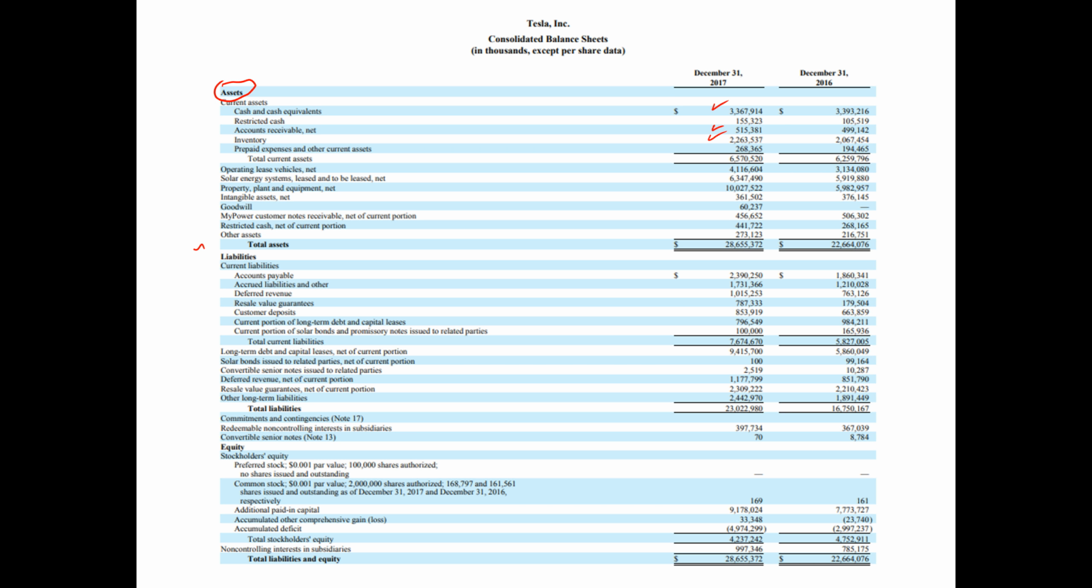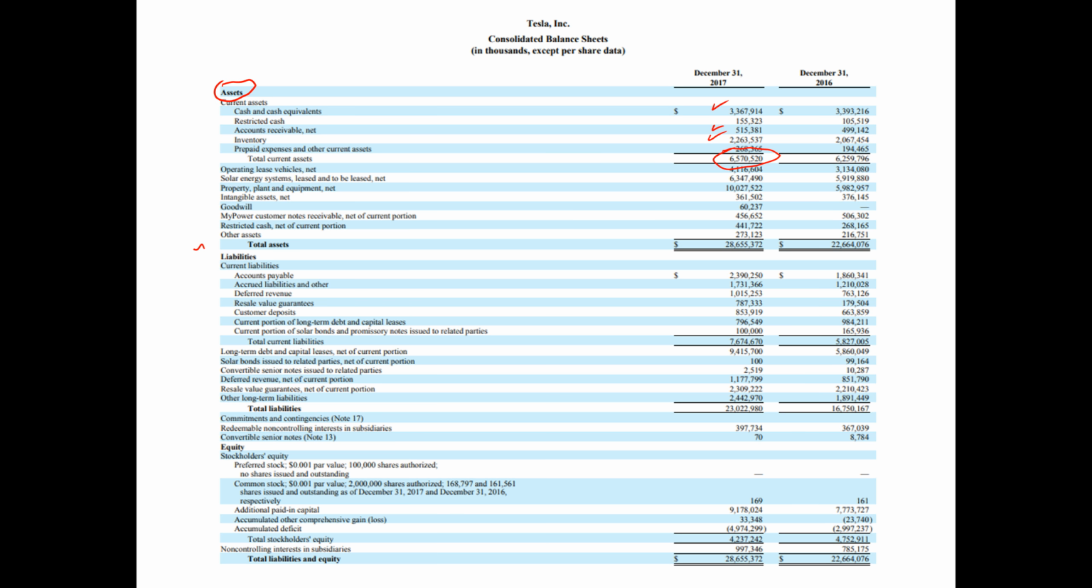So these are things that they've paid, but they have not gotten that service yet. An example of that would be something like a utilities contract, or insurance. So I've paid that in advance, but I haven't received the service yet. So we have about 6.5 billion of current assets.